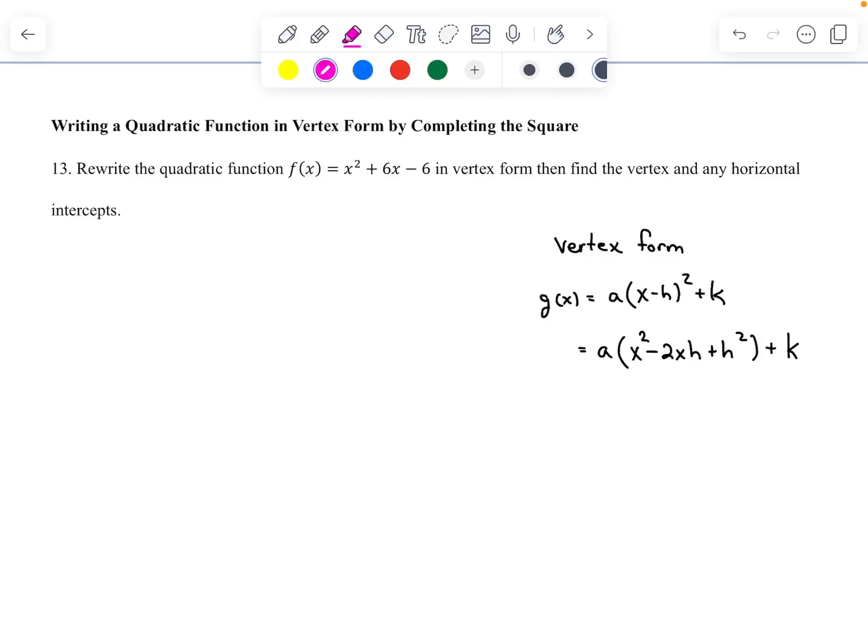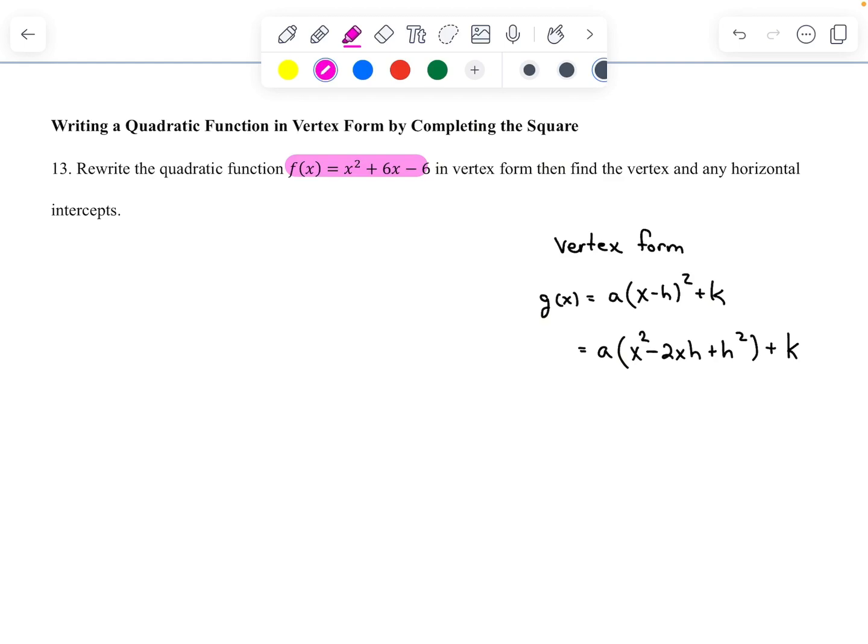Hello class, in this video I'll be showing you how to rewrite a quadratic function in vertex form by completing the square. Let's begin. So we would like to rewrite the quadratic function f of x is equal to x squared plus 6x minus 6 in vertex form. Then find the vertex and any horizontal intercepts.